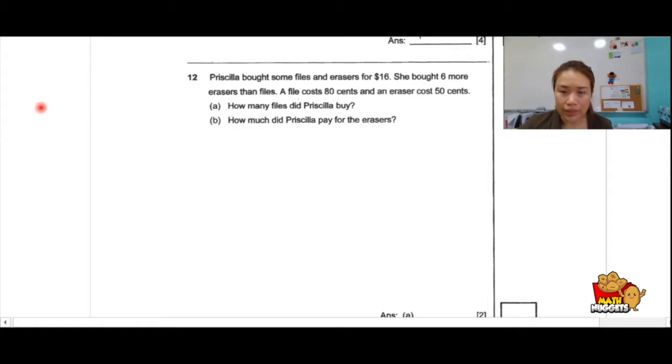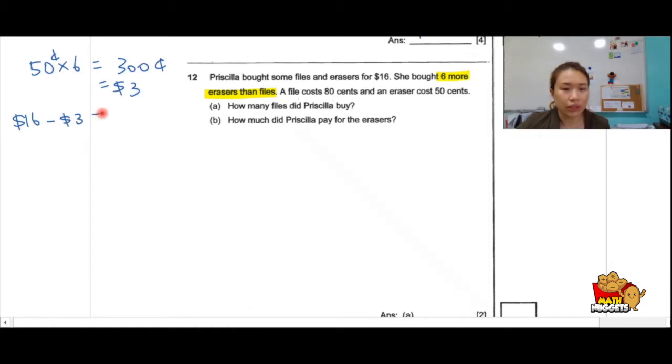Question 12, we got to look at it as a set question. Now, if she bought 6 more erasers than files, we're going to take away the 6 extra erasers. 1 eraser costs 50 cents, 6 erasers, 300 cents. Okay, so this one I convert is actually $3. So I'll take the 6 extra erasers away from the total. She spent $16, right? So take away the 6 extra erasers, which cost $3. We're left with $13. Now $13 would represent equal number of erasers and files.